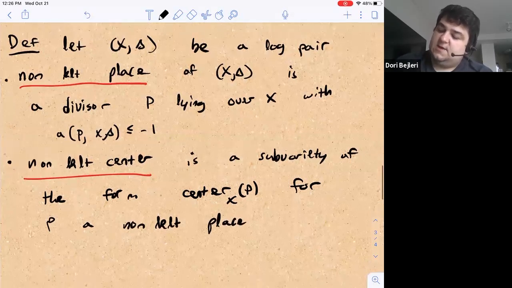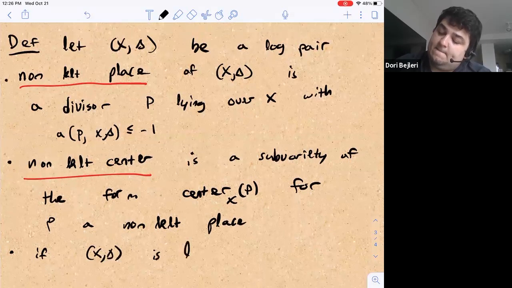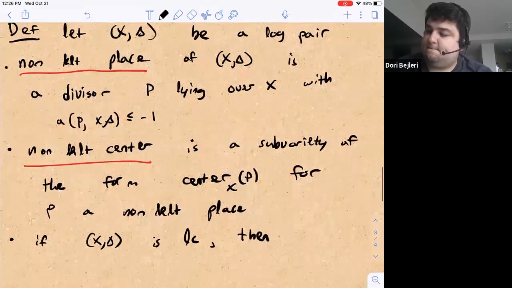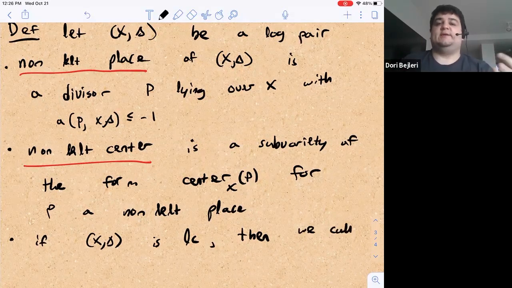And then finally, if (X, Δ) happens to be log canonical, then we call the non-KLT centers log canonical centers. Because that's the place where the singularities are strictly log canonical rather than KLT.